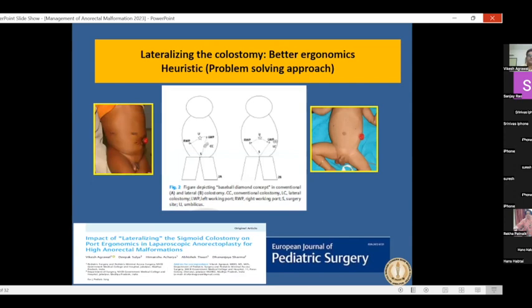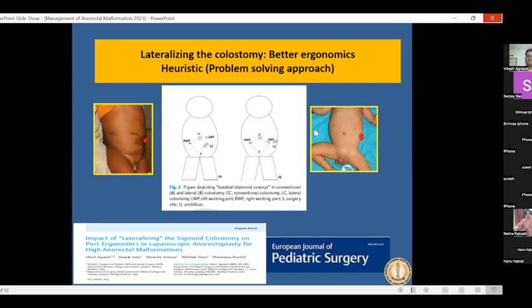Yes. So the first thing which we overcame is this port ergonomic problem. If you look at this figure on the right side, you see the left iliac fossa colostomy. The triangulation concept is not achieved, and the baseball diamond concept is not achieved. So what we have done is lateralize the stoma. When we do a colostomy, we don't keep the patient in supine position. We keep them in the lateral position and do the colostomy laterally in the flank.